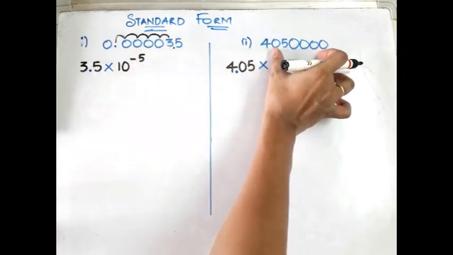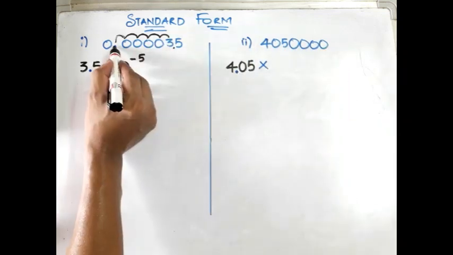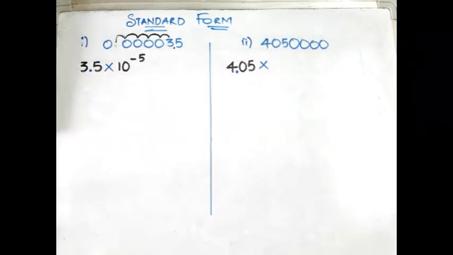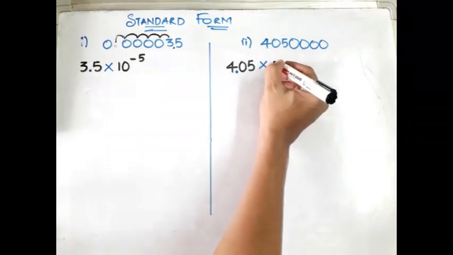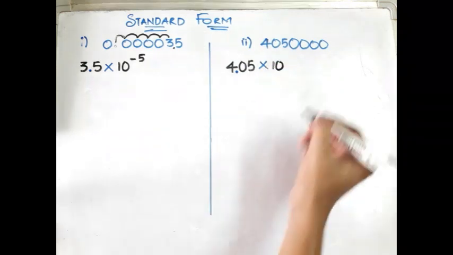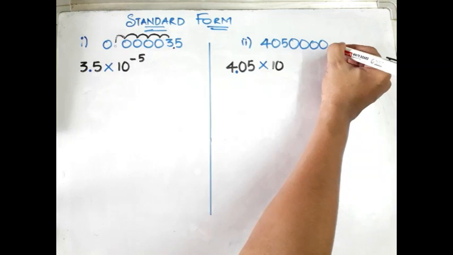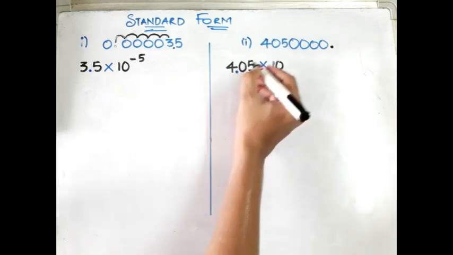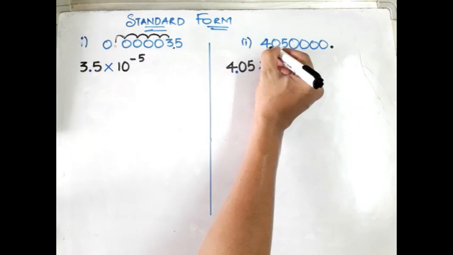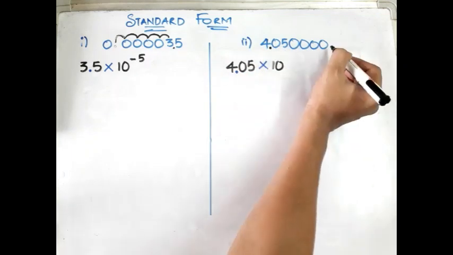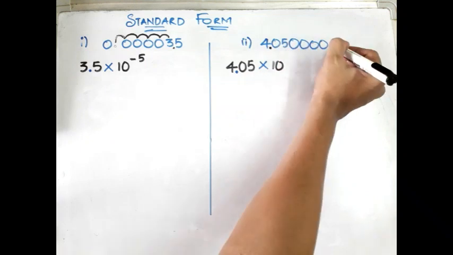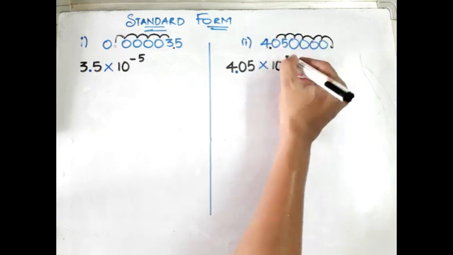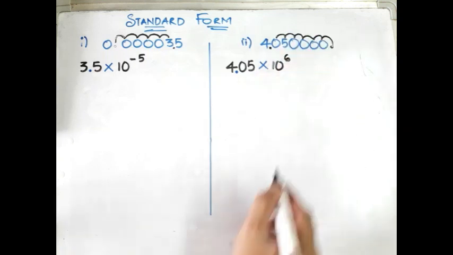Okay, now check this one. Here we don't see any decimals. In the question, the earlier example had a decimal place, but in this one we don't see any decimals. In that case, 10 will come as it is. We will assume that the decimal is here. Where did we keep the decimal? After 4. Now from here to here, count the number of jumps. 1, 2, 3, 4, 5, 6. 10 power 6. Please be careful.